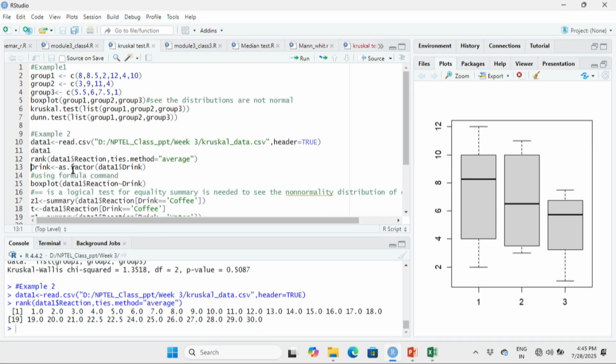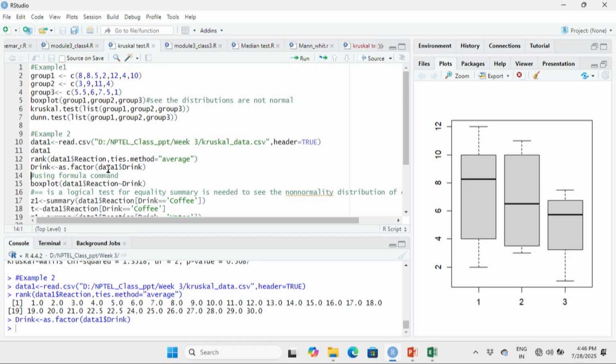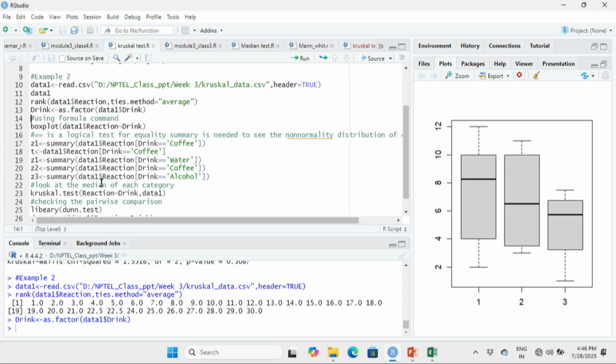And one more thing, you have to mention that drink is a factor. Just now I told you that for one-way ANOVA you need to have one factor. So what is the factor here? That is drink, and drink as.factor is most essential. Unless you run this syntax, it will not give you that structure of one-way ANOVA, right.